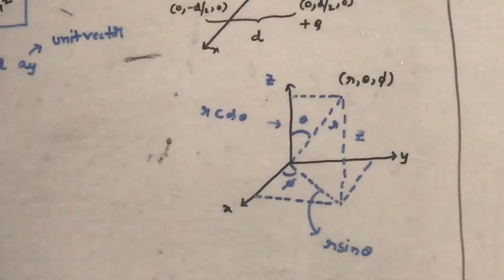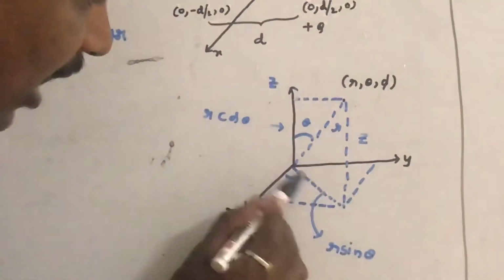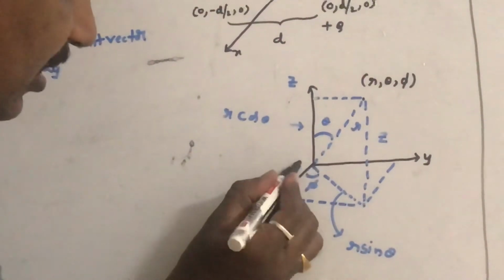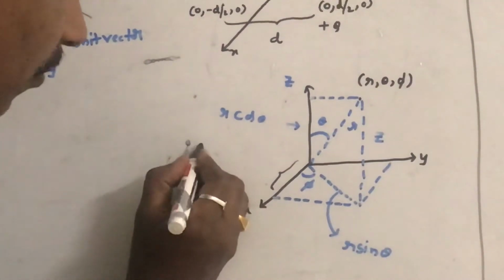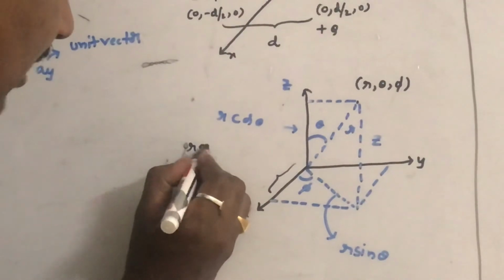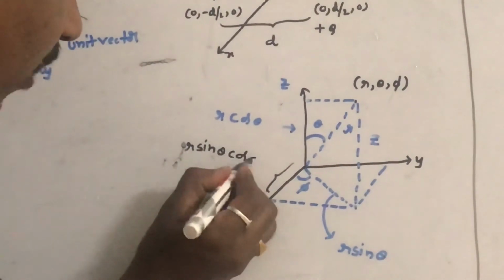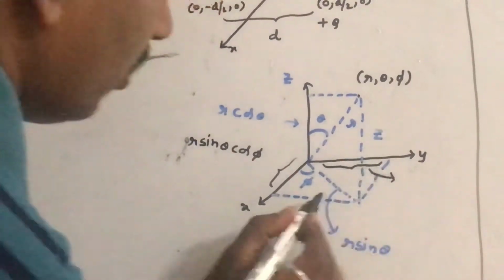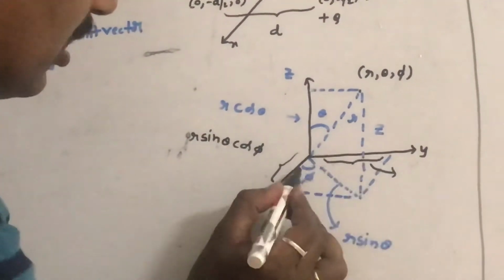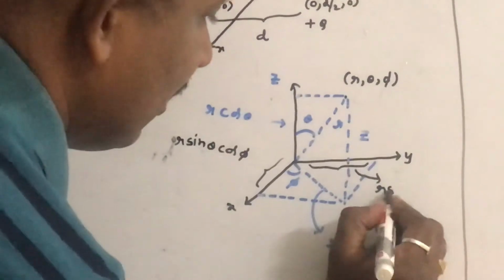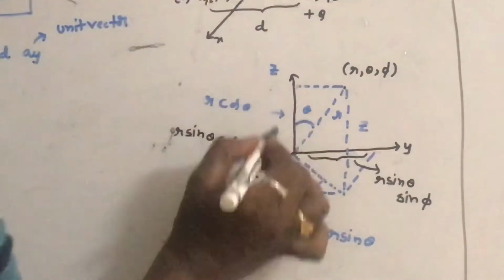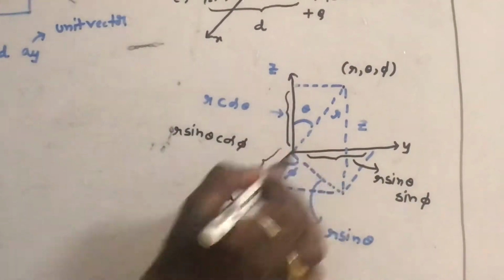Project this like this. So this is r sin theta, this magnitude. So this angle is phi. Therefore this side x will become r sin theta cos phi, and this side, so this is r sin theta and this is phi, will become r sin theta sin phi. What is z? z is equal to r cos theta.